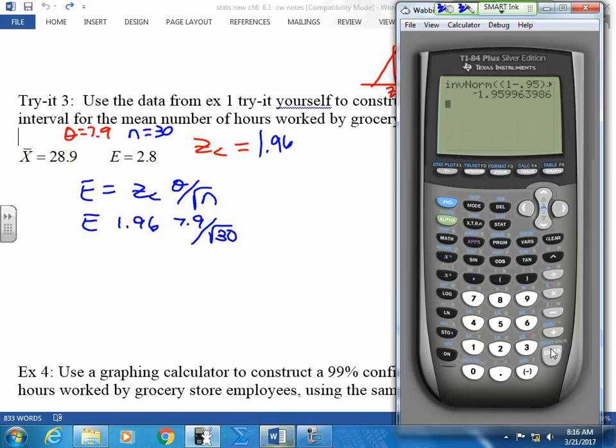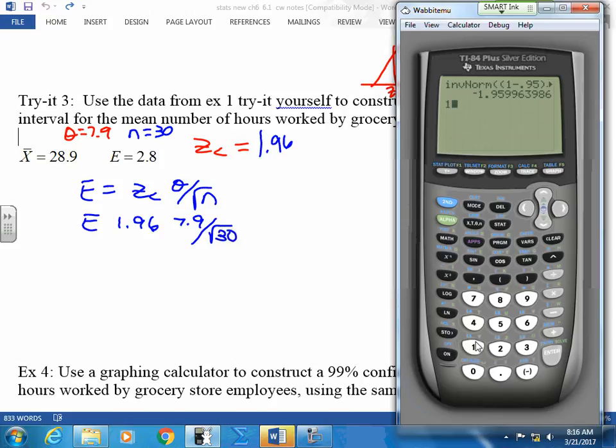When you did the inverse norm on the calculator, what did you put for the standard deviation? 0 and 1. Yeah, don't use any other values in there, because you want to return a z-score. So when you want a z-score returned, use the standard normal, 0 and 1.